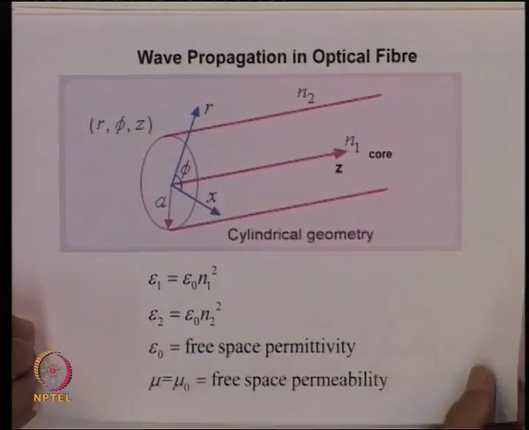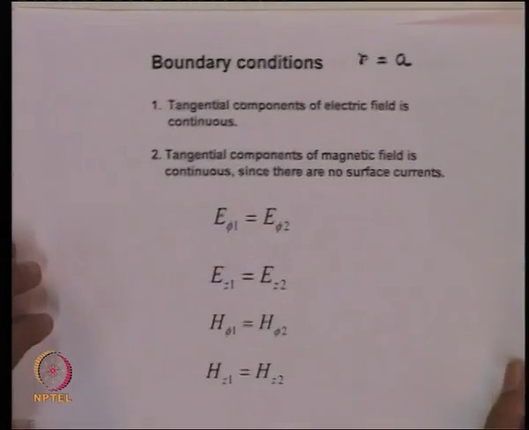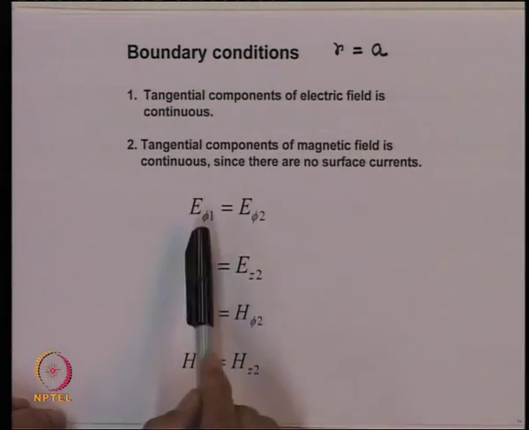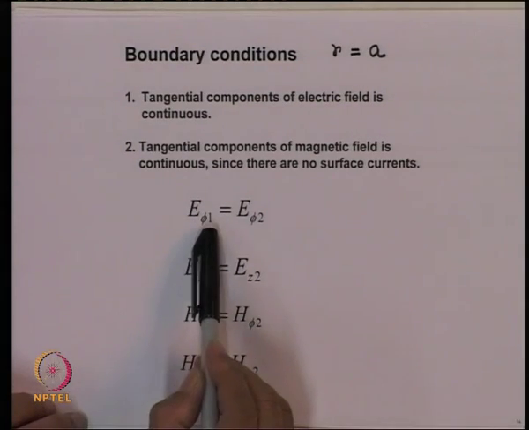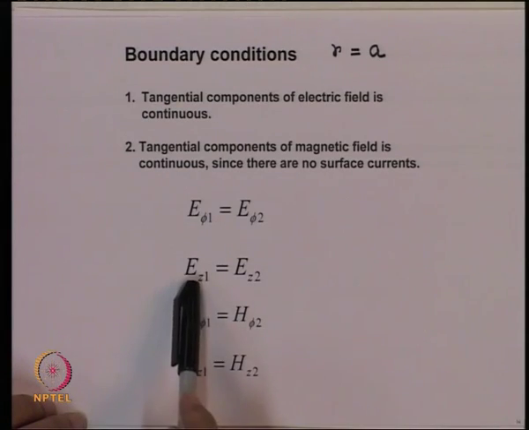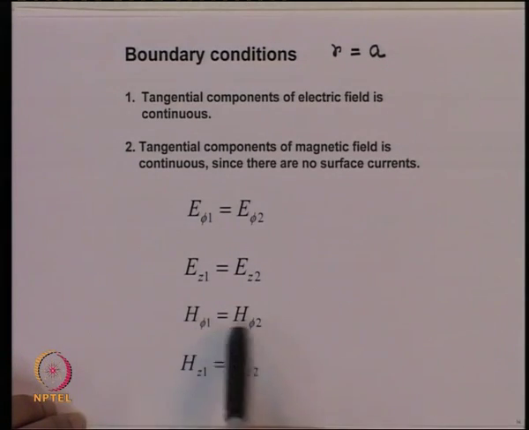So when I apply the boundary conditions, essentially we have these four quantities here: the phi component of the electric field is continuous, the z component of electric field is continuous, the phi component of magnetic field is continuous, and the z component of magnetic field is continuous. So we get here E_phi1 equal to E_phi2, E_z1 equal to E_z2, H_phi1 equal to H_phi2, and H_z1 equal to H_z2. So once I get the expressions for the longitudinal components and the transverse components, by equating these, essentially I have got four equations now.